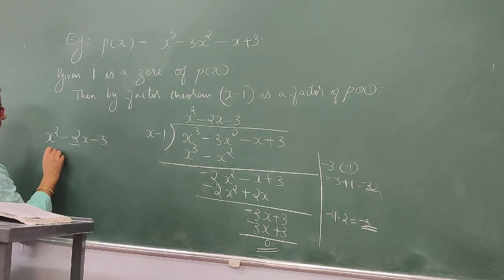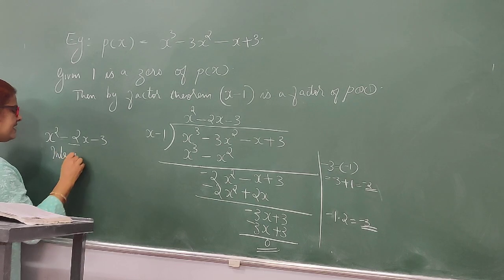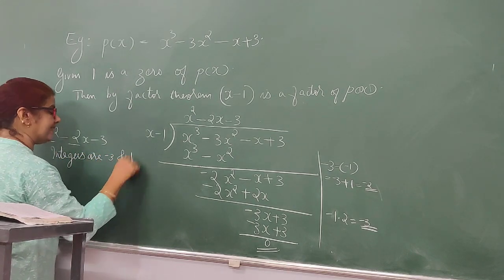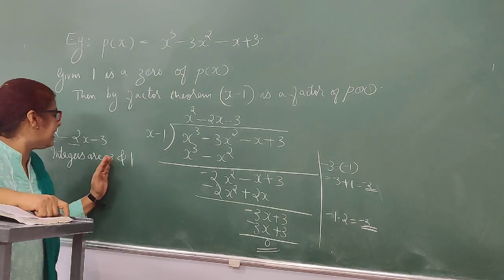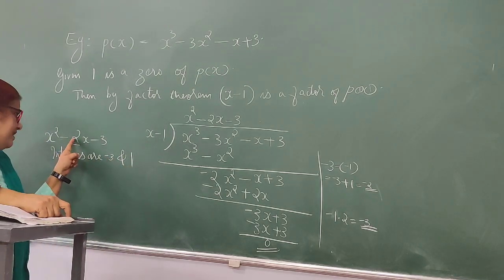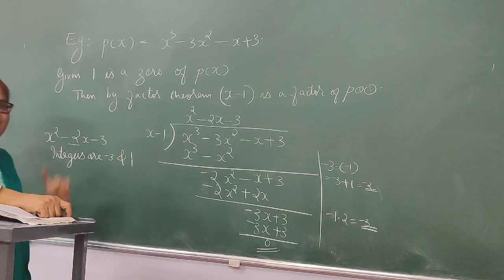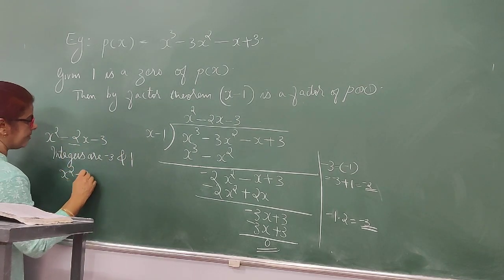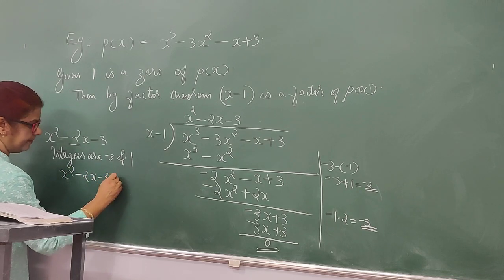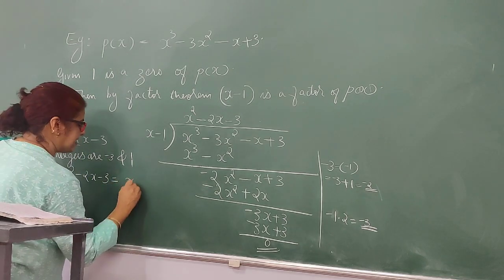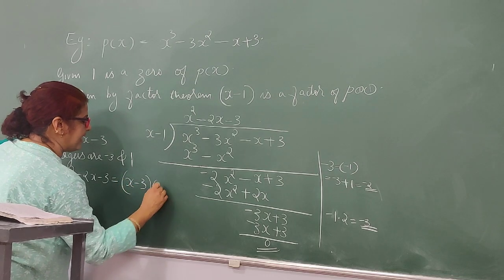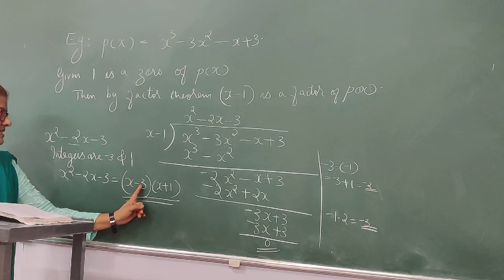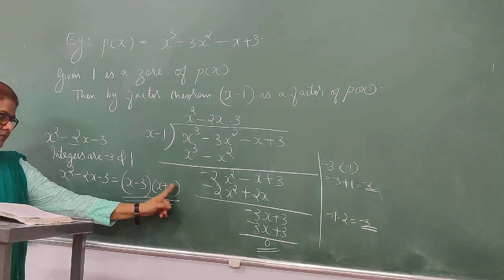What are the numbers? It is very simple. The integers are minus 3 and plus 1, so that we will get their sum as minus 2 and their product as minus 3. So how to factorize this? We can write x square minus 2x minus 3 is equal to (x minus 3) into (x plus 1). This is the factorization.